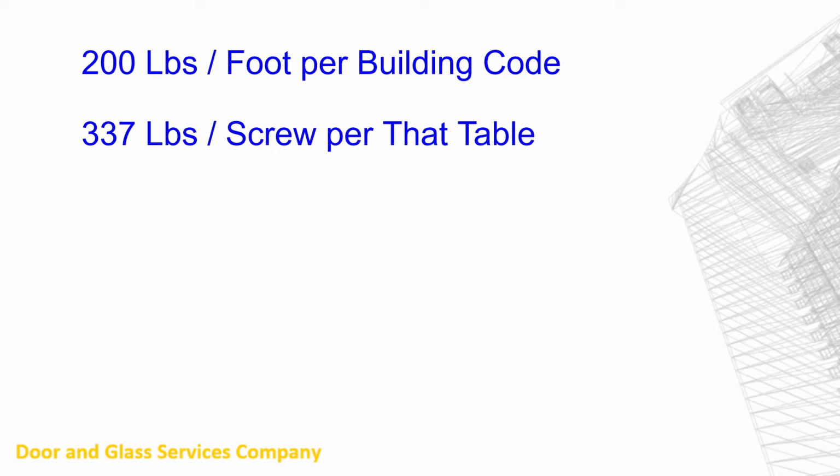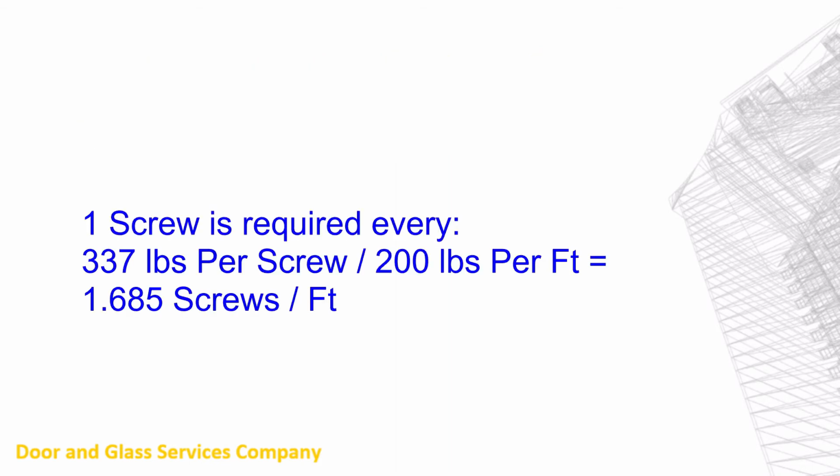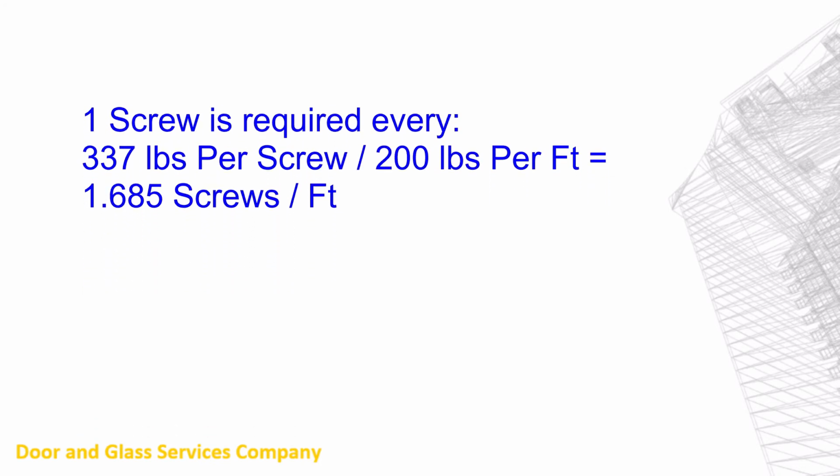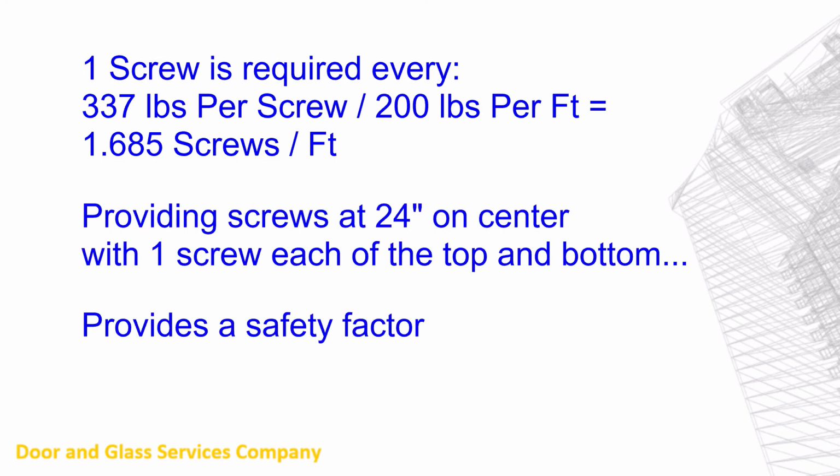337 divided by 200 pounds a foot gives us 1.685 screws per foot required to support the load. Of course, we can't provide 1.6 screws, but we could space them out a little bit more. 1.685 times 12 inches per foot gives us 20.22 inches.